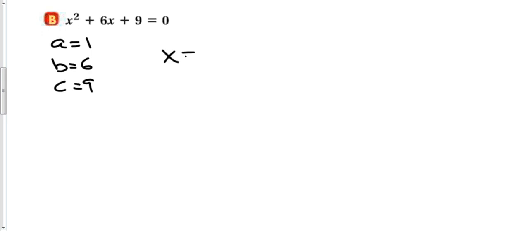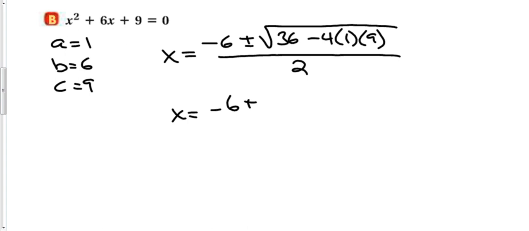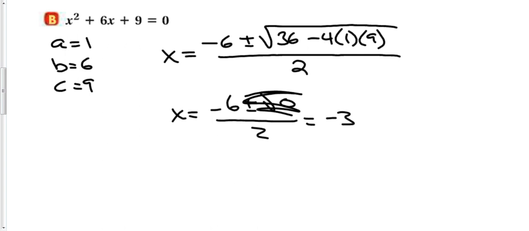So x is going to be equal to negative b plus or minus the square root of b squared, which is 36, minus 4 times 1 times 9. Well, 4 times 1 times 9 is actually 36, over 2 times 1, which is 2. So now I have x is equal to negative 6 plus or minus the square root of 0 over 2. The square root of 0 is just 0, so that cancels out. So we have negative 6 over 2 is equal to negative 3.